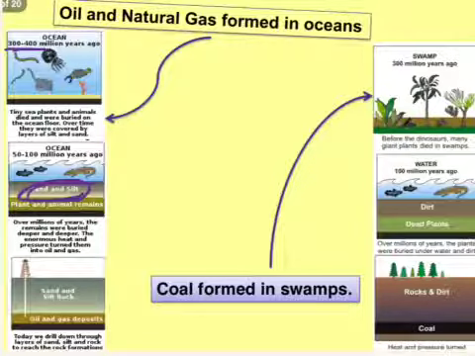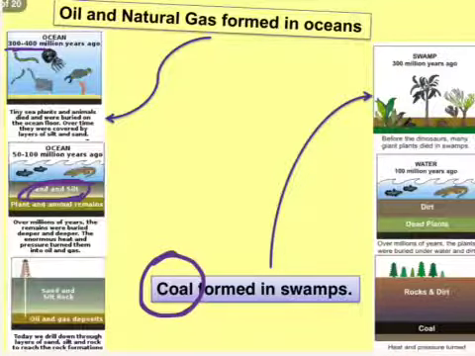On the right-hand side over here, you see an explanation of how coal forms. Coal forms slightly different, but coal is also a fossil fuel and a non-renewable resource. Coal formed on land in swampy areas, and again, about 300 million years ago. This is before the dinosaurs. There were giant plants, giant ferns and things that died in swampy areas. And the process is similar.